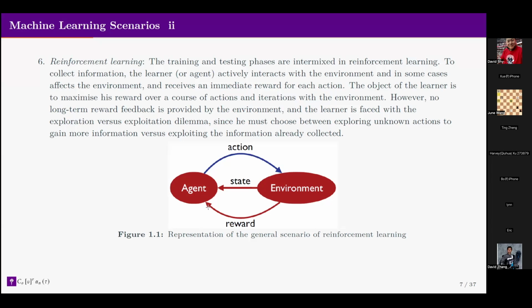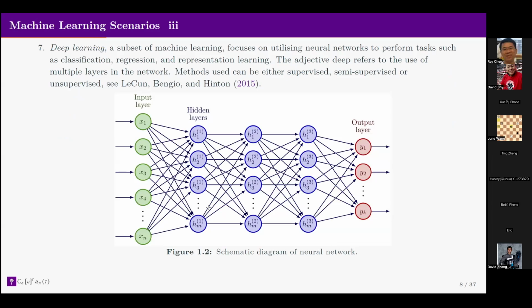The learner is faced with the exploration versus exploitation dilemma, since it must choose between exploring unknown actions to gain more information versus exploiting the information already collected. And of course, deep learning, which focuses on utilizing neural networks to perform tasks such as classification, regression, and representation learning. And using deep learning, you can combine it with those different scenarios, such as supervised learning or unsupervised learning.